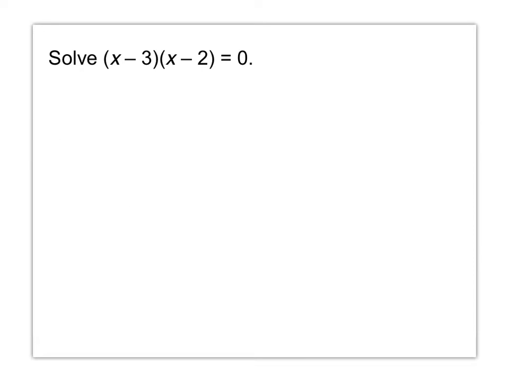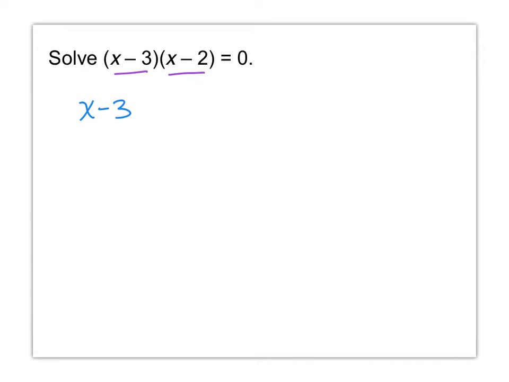Here's an example of an equation that we're going to solve using the zero factor property. We have the entire quantity x minus 3 times the entire quantity x minus 2 equals 0. So either one of these factors must equal 0 for the equation to be true. So to use the zero factor property, we set each factor equal to 0.